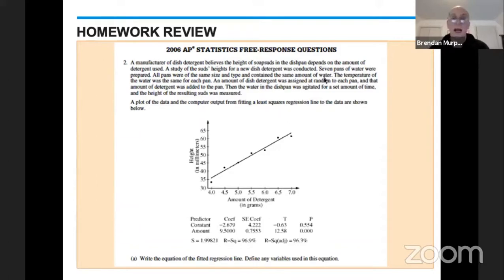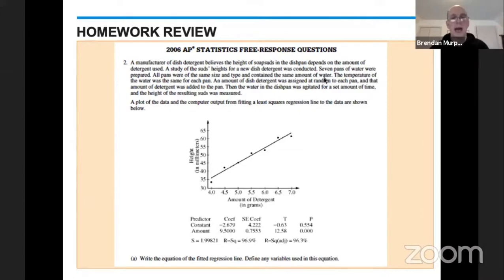That's perfectly fine. I like to tell my students, really understand the problem before you dive in and do any mathematics. Understand what they're asking you to do. A plot of the data and the computer output from fitting a least squares regression line, so LSRL, that's what we abbreviate that as, least squares regression line, to the data is shown below.